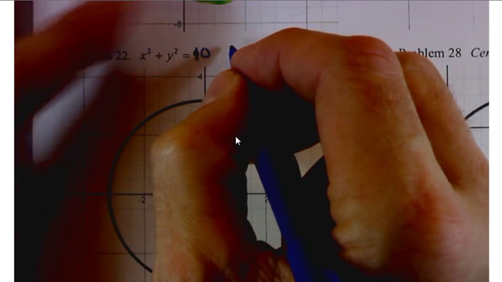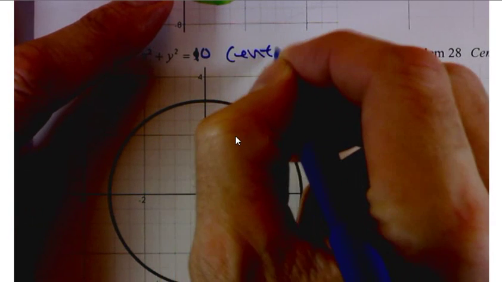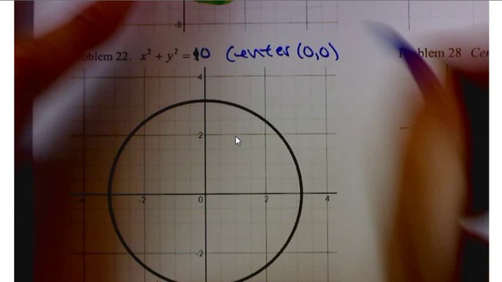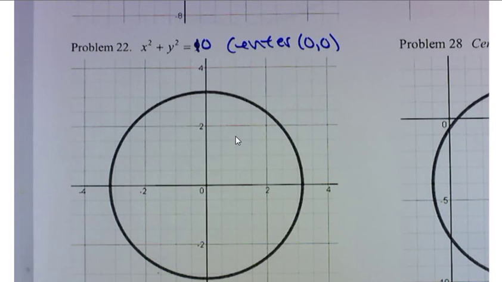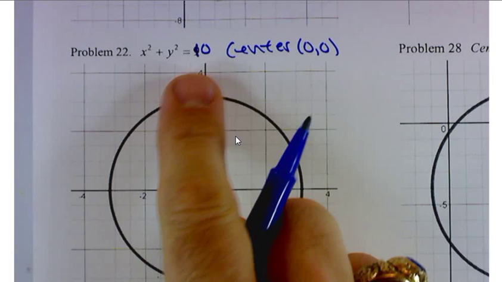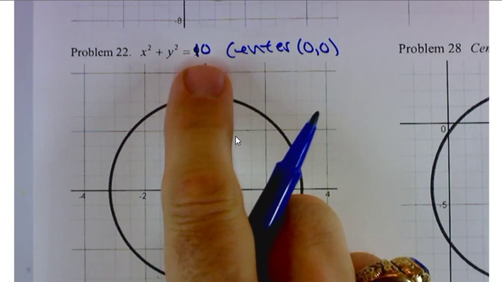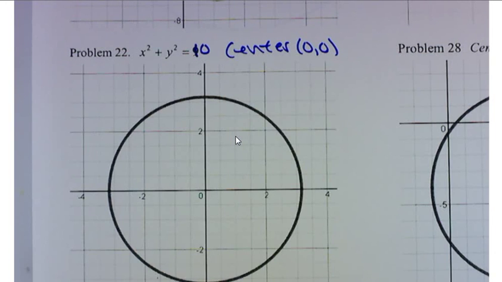What's the center here? 0, 0. What about the radius? No, the right-hand side should be a 10. So what's the radius? Square root of 10. Yeah. How come it's not the minus? Can't have a negative distance.